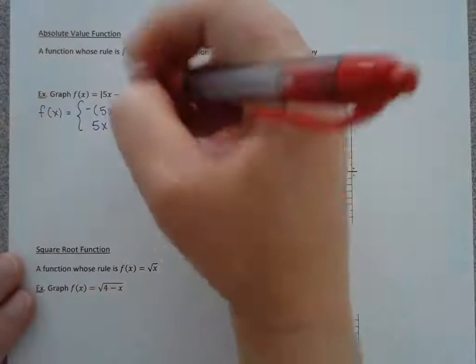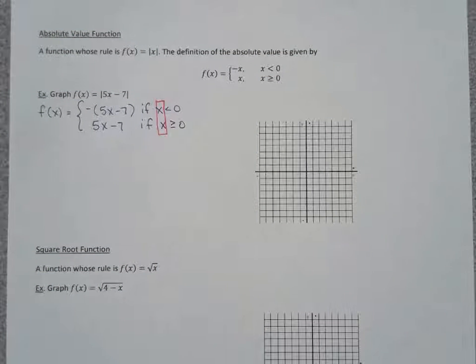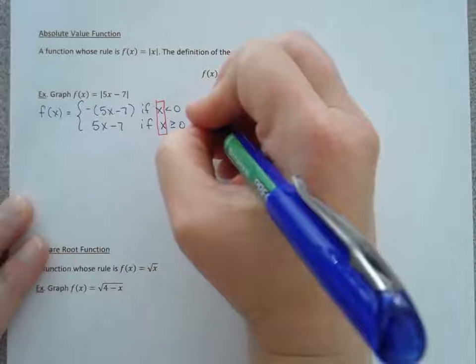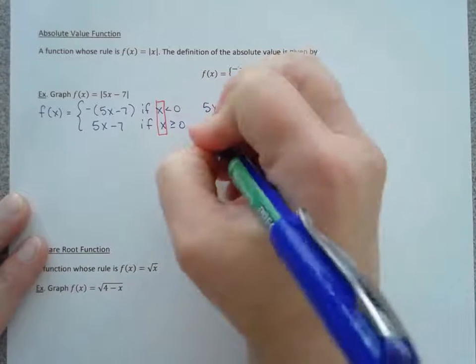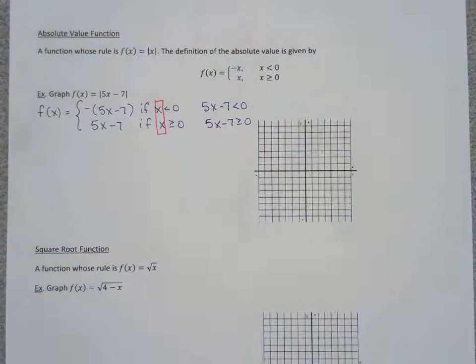Okay, now I have to be careful of what this x represents right here. It's not just a plain x in my definition, it's actually where that expression is less than 0 and greater than or equal to 0. So I need to do a little bit of modifying here. I'm going to solve this inequality to help us. We want where 5x minus 7 is less than 0 and where 5x minus 7 is greater than or equal to 0, which is essentially solving the same inequality.